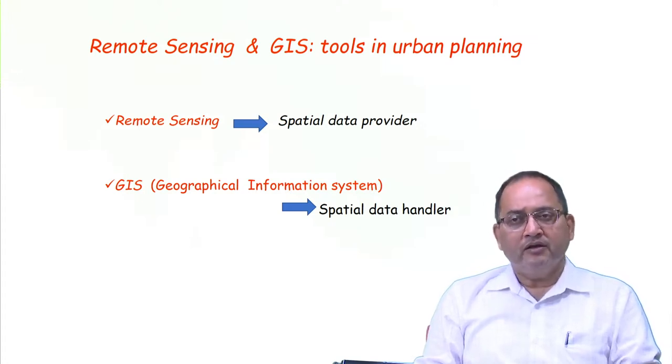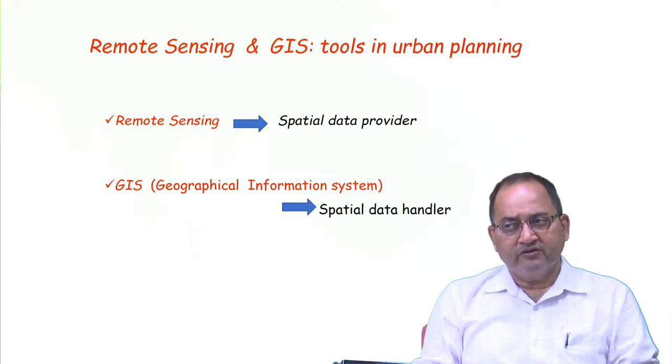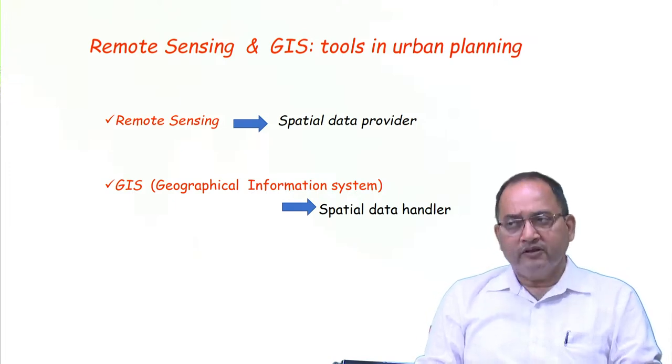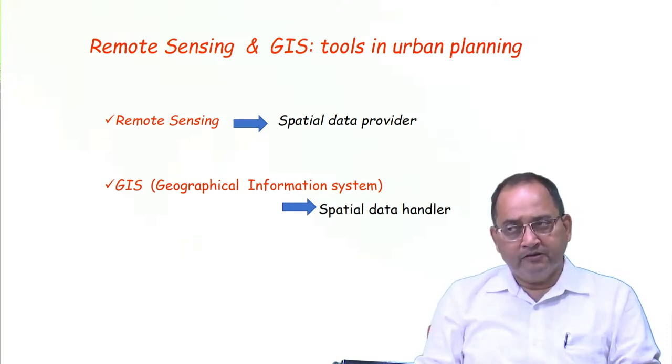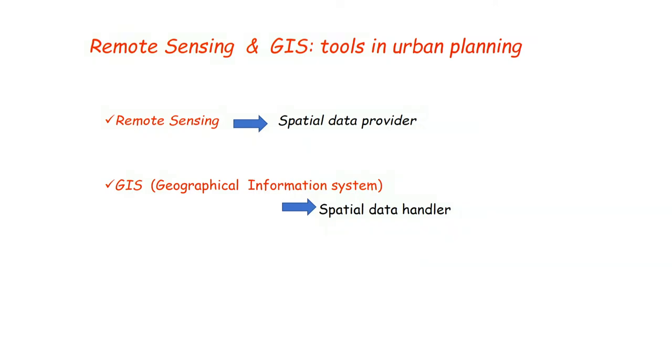And if you see, under Amrut 1 and Amrut 2, there is now more and more emphasis on a GIS based master plan approach. So in this also we are using remote sensing data as the input data, and GIS is being used as a handler of this. So broadly, you can say remote sensing is a spatial data provider and GIS is a spatial data handler. These are broadly the roles of remote sensing and GIS in urban planning.